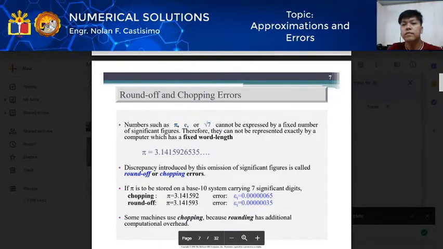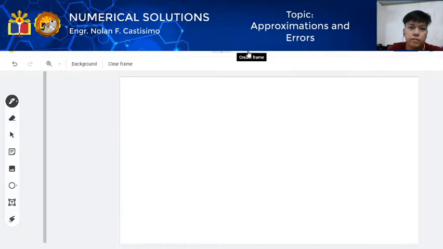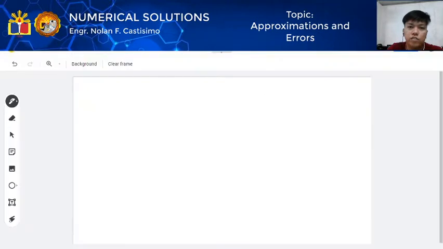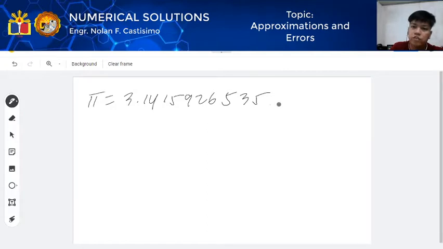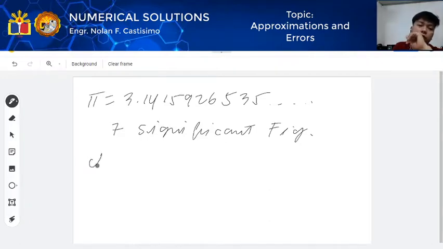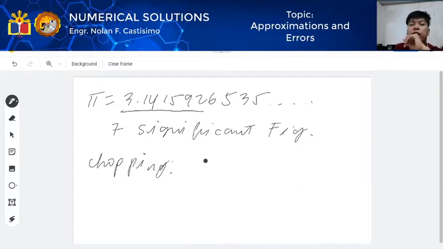Okay? So, sulat natin, 3.14159265 35 and so on. Ngayon, nilalagay natin siya into 7 significant figures. So, using chopping, 7 significant figures, kukunin natin 1, 2, 3, 4, 5, 6, 7. So, we have 3.141592. 1, 2, 3, 4, 5, 6, 7. So, kinuha natin hanggang dito.